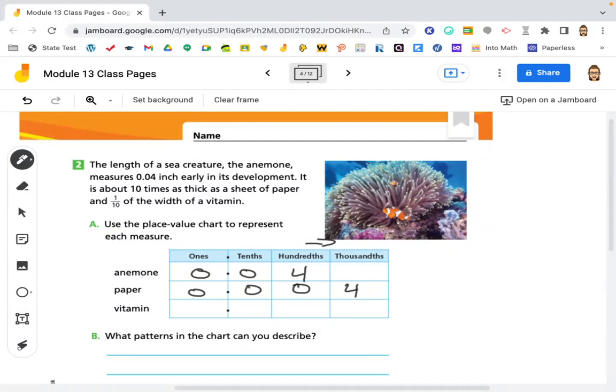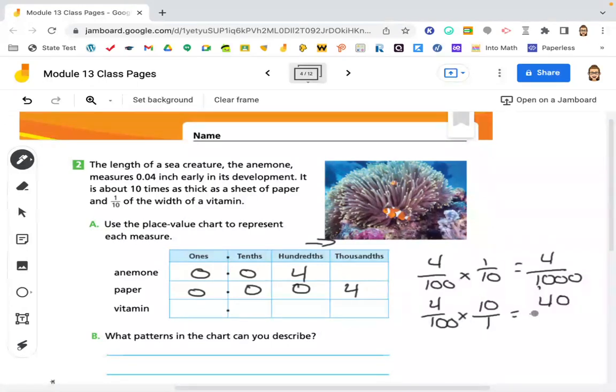So if we take 4 hundredths times 1/10, we get 4 thousandths. So our 4 is in the thousandths place. And it is 1/10 of the vitamin. So that means the vitamin is 10 times. So if we do 4 hundredths times 10, that's going to give us 40 over 100. We can divide both by 10. That would give us 4/10. So let's put my 4 here.